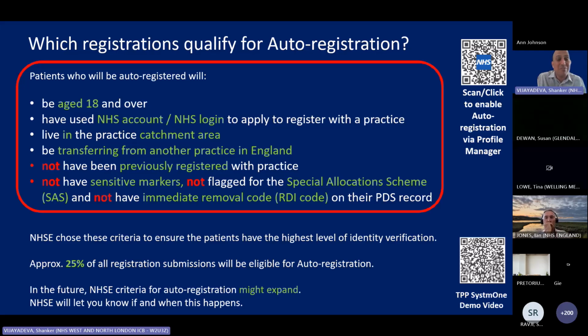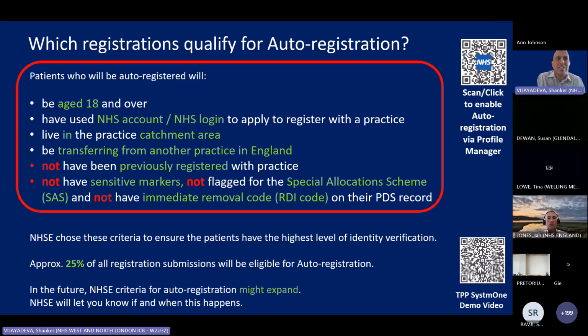What registrations qualify for auto registration? So at the moment, and this might evolve in the future as the product develops, it's adults aged over 18 who've used the NHS login or the NHS account. They live in the catchment area of the practice. They're transferring from another practice in England, and they've not been previously registered with the practice. And they've not got sensitive markers.